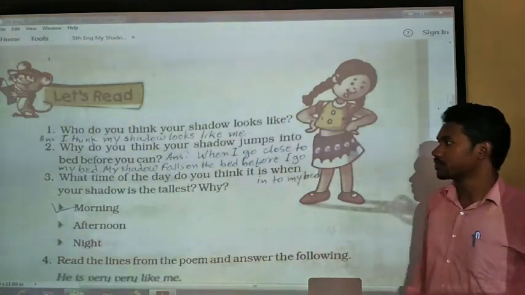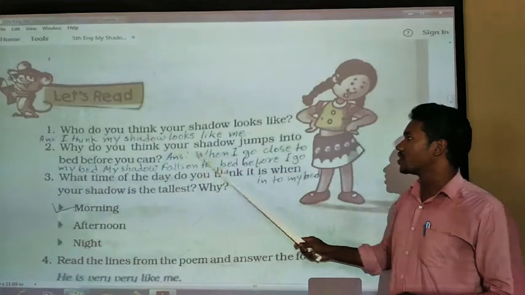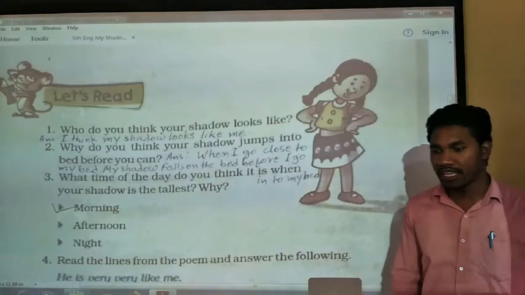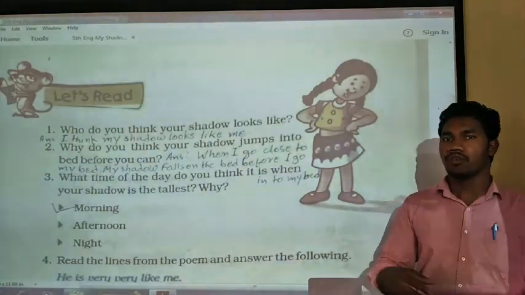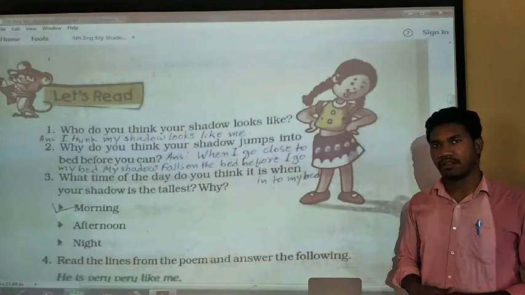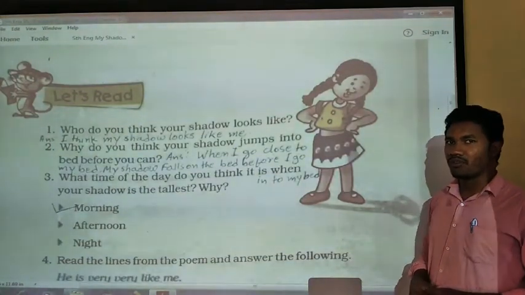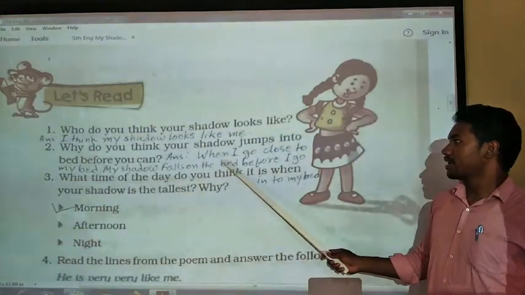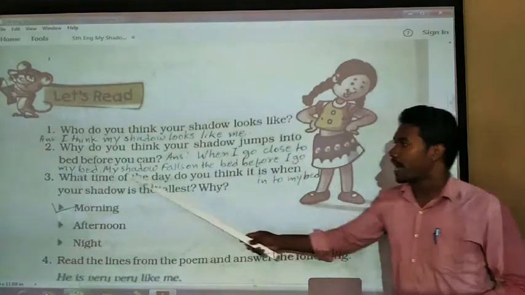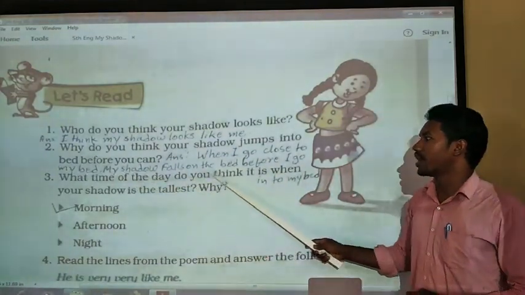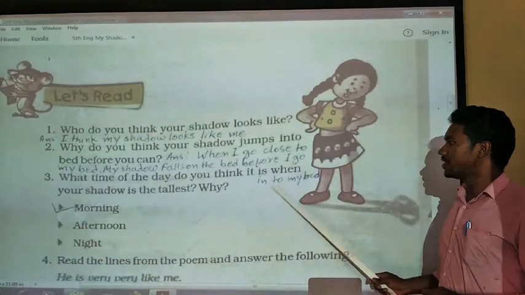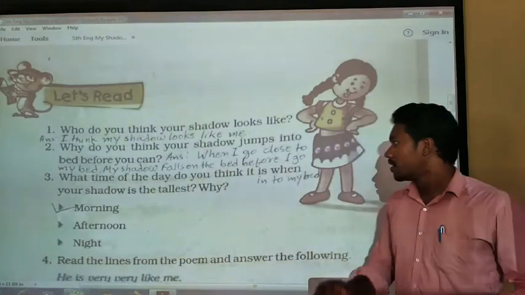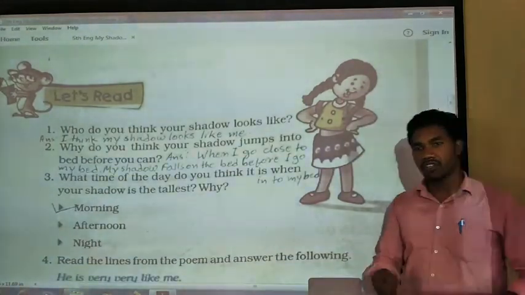Then question number 2. Why do you think your shadow jumps into bed before you can? Why do you think your shadow jumps into the bed before you jump into your bed? Okay, so here the answer is like this. When I go close to my bed, my shadow falls on the bed before I go into my bed. Yes or no? So how is it? When I go close to my bed, what happens?